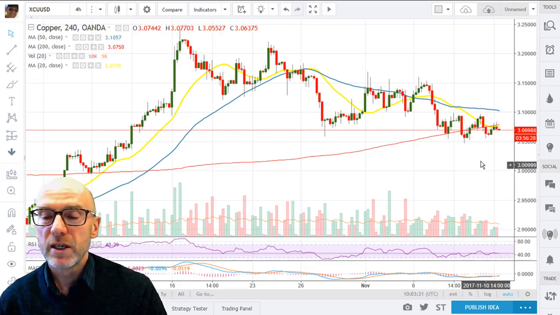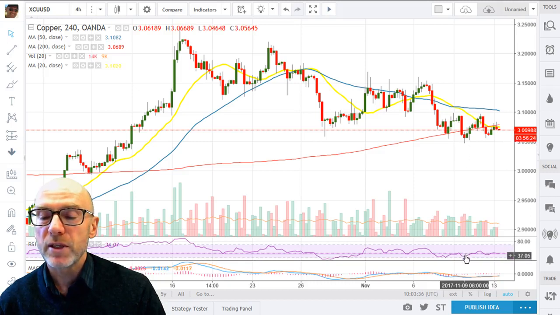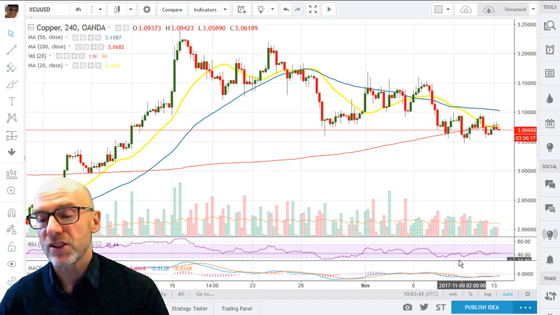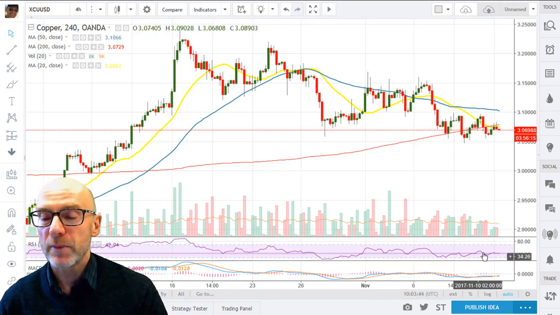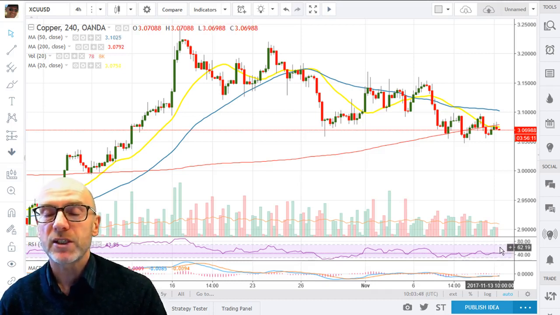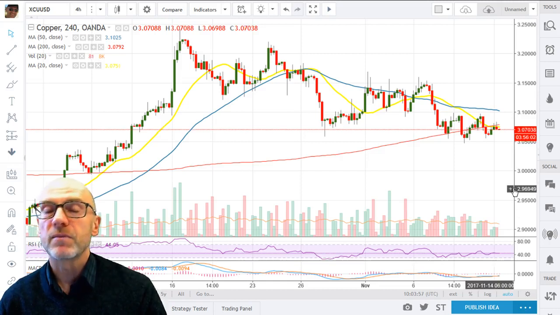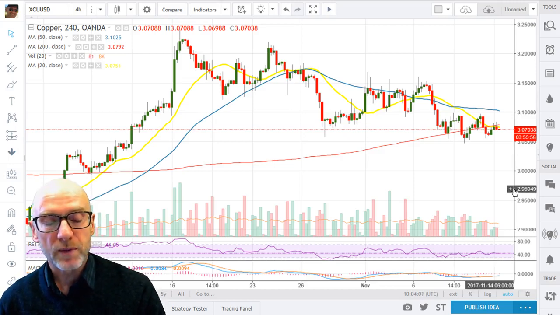Also positive that with the low that we had on the 9th of November, the RSI wasn't as low as it was on the previous day, so there's a slight non-confirmation there, so keep your eye on that. As I said, it would look better if the RSI gets back above 50 and we get back above that 200, then we could push up to the 4-hour moving average, which is just above 3.10.